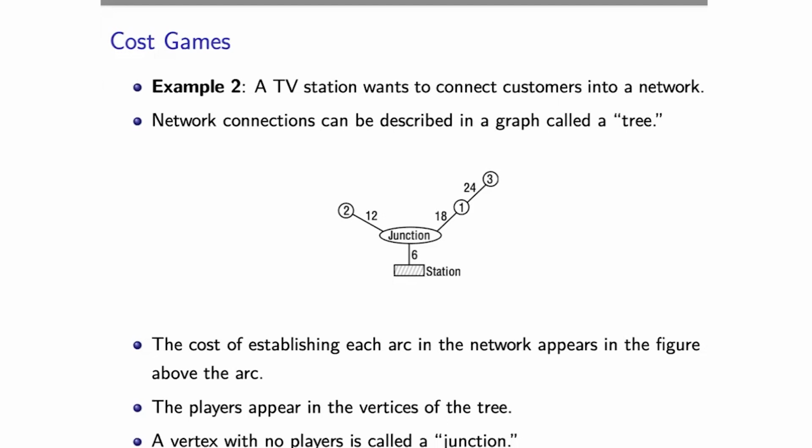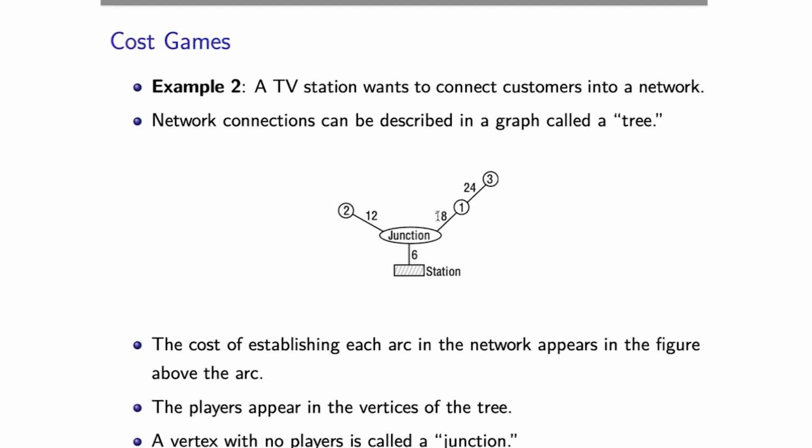We are going to discuss these network connections in the context of a mathematical object, a graph, and it's going to be called a tree. This is one representative example that we are going to use to highlight the main issues. Here you'll see that you have certain vertices, and some sort of arcs that are connecting these vertices. Some of these vertices are going to be the players involved. So you have the station, connecting 1, connecting 2, and connecting 3.